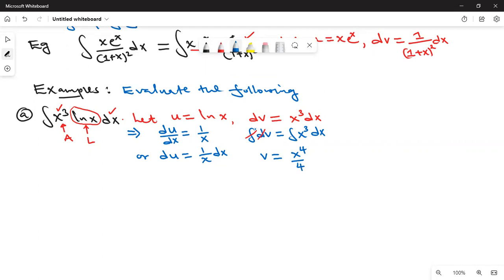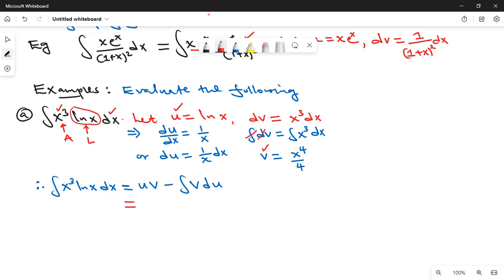Don't write the constant of integration. So now the parts formula, therefore, the integral of x cubed ln x dx is now the same as uv minus the integral of v du. That's the parts formula. Let us substitute our u and our v. So this is equal to u times v. Remember, our u is this, our v is this one, multiply the two.